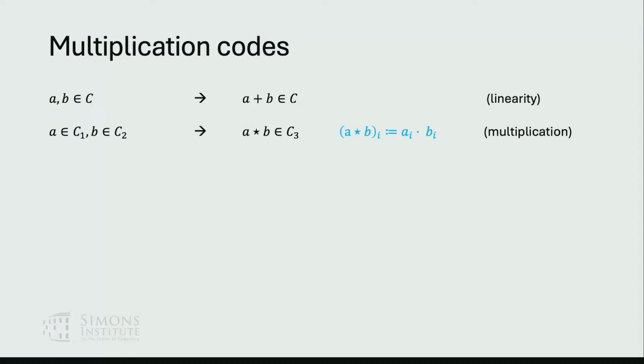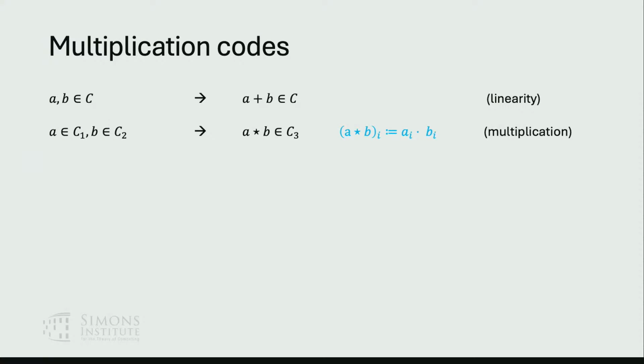Let me start by saying what multiplication codes are. If C is some error correcting code, and I decided to skip the Alice and Bob story, then we say it's an addition code if, given two strings A and B, the sum is also in the code. If it's a linear code, you always have this addition property. Multiplication is the same, but with multiplication. If you have two codes C1 and C2, and you take the coordinate-wise product, the ith coordinate of A star B is A_i times B_i.